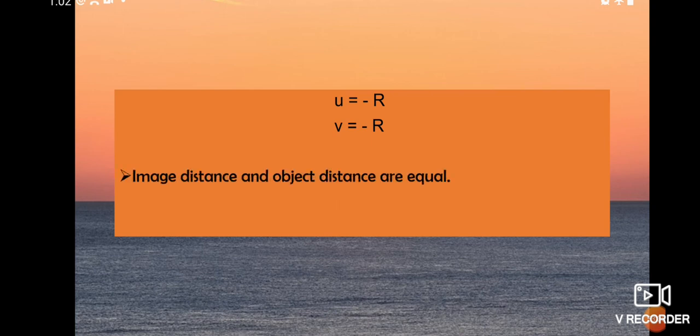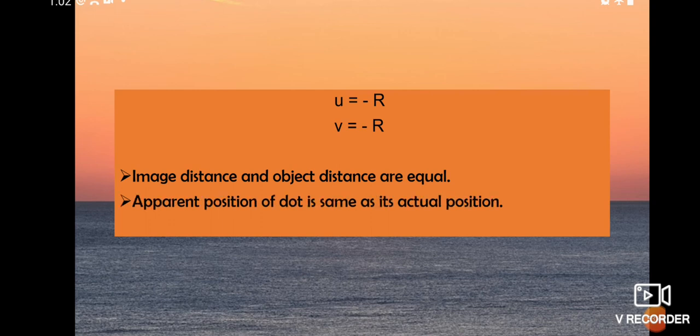So we get u is equal to minus r, v is equal to minus r. So by extending the rays also we get the same point. Image distance and object distance are equal for this problem. So the apparent position of the dot is the same as its actual position.